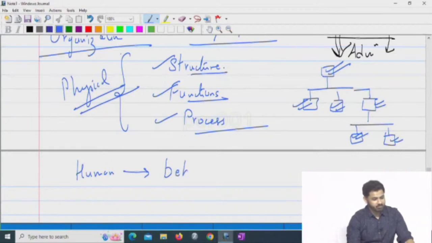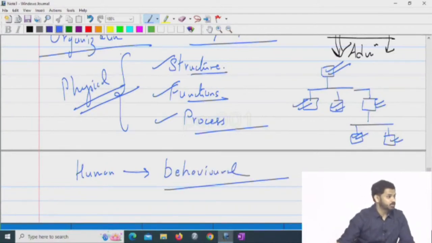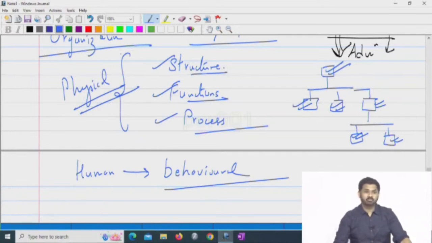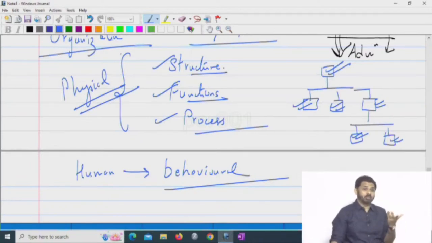The human component will involve the behavioral aspect: how they will behave, how they will act, how they will perform. Like the Prime Minister's position is there, that is physical, the authority of the Prime Minister. But then how will the Prime Minister behave? The same position, but different behavior will bring different dignity to the office of the Prime Minister.